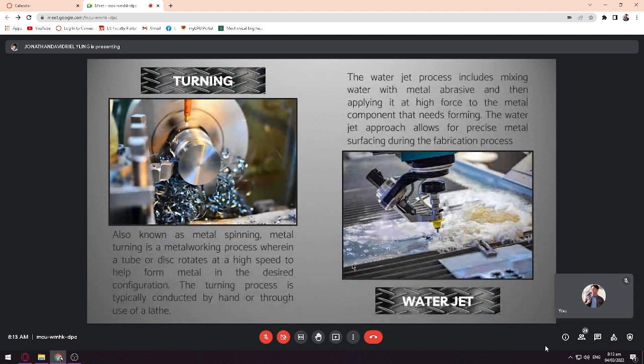For turning, also known as metal spinning, metal turning is a metalworking process wherein a tube or disc rotates at a high speed to form metal in the desired configuration. The turning process is typically conducted by hand or through use of a lathe. Next is the water jet. The water jet process includes mixing water with metal abrasive and then applying it at a high force to the metal component that needs forming. The water jet approach allows for a precise metal surface during the fabrication process.